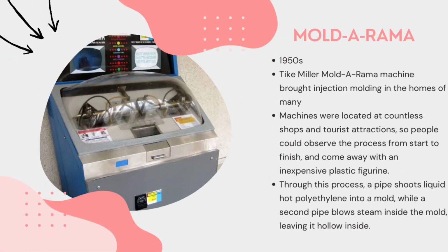Mold-O-Rama, used predominantly from the 1950s. The Teichmüller Mold-O-Rama machine brought injection molding into the homes of many. Machines were located at countless shops and tourist attractions, so people could observe the process from start to finish and come away with an inexpensive plastic figurine, from zoo animals to steam trains. Through this process, a pipe shoots liquid hot polyethylene into a mold, while a second pipe blows steam inside the mold, leaving it hollow inside.